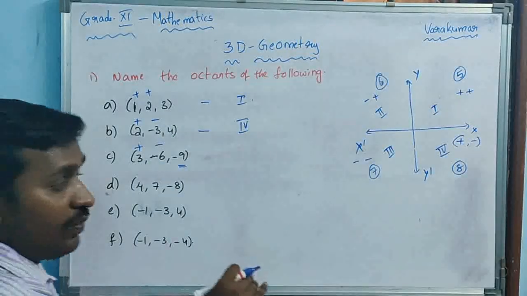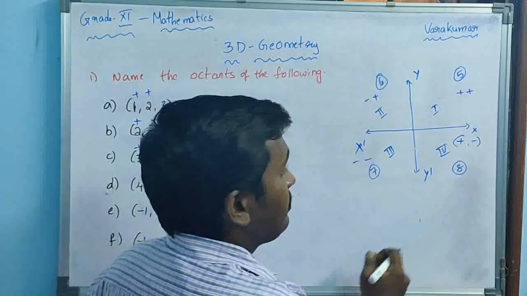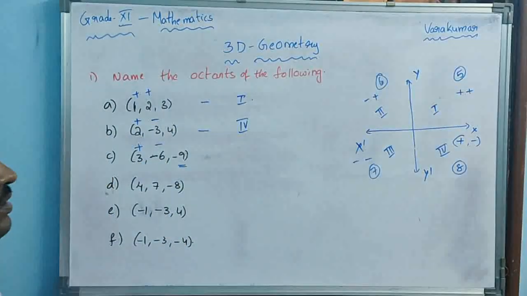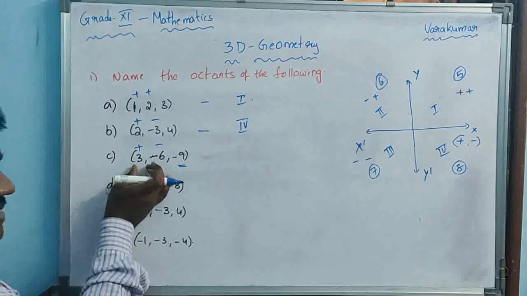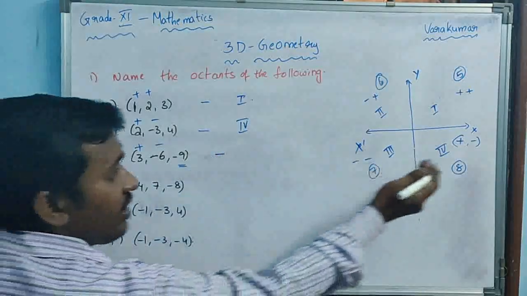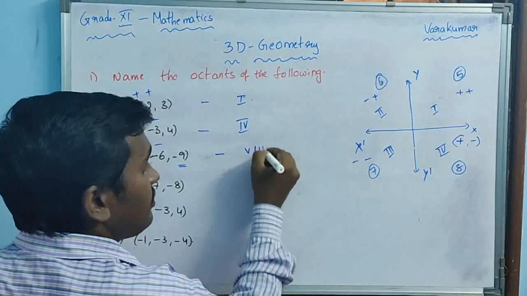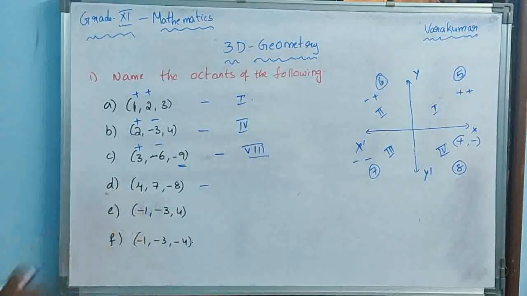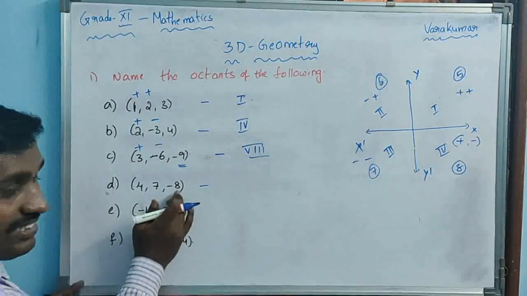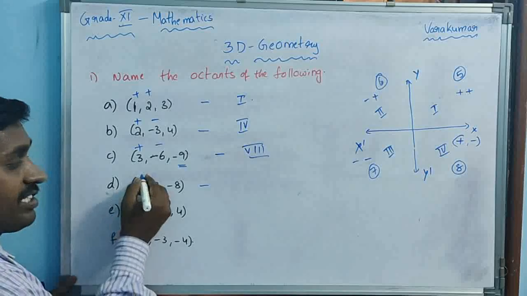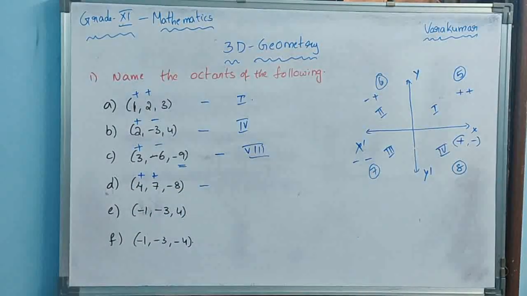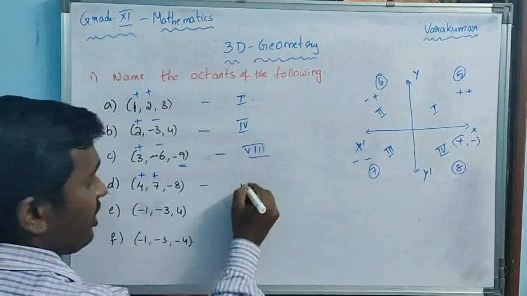Down layer, down layer. Then it is down layer. So plus minus, then according to that one, what? Eighth octant. Next, both are positive, but the z value is negative. Both are positive. Which octant? That is the fifth octant.